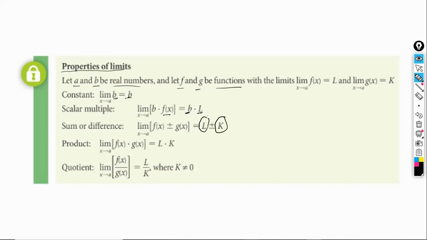And the same can be done for the product and the quotient, where you can find these limits separately and then just multiply them or divide them. Now, why is this important? Because we're going to need these properties in order to solve limits using algebraic properties.